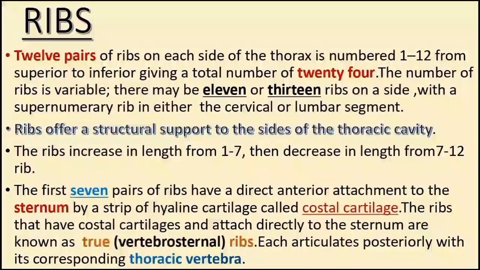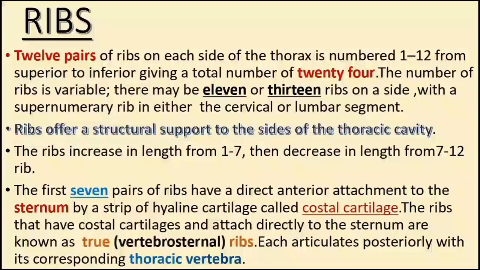The first 7 pairs of ribs have a direct anterior attachment to the sternum by a strip of hyaline cartilage called costal cartilage. The ribs that have costal cartilages and attach directly to the sternum are known as true or vertebrosternal ribs. Each articulates posteriorly with its corresponding thoracic vertebra.